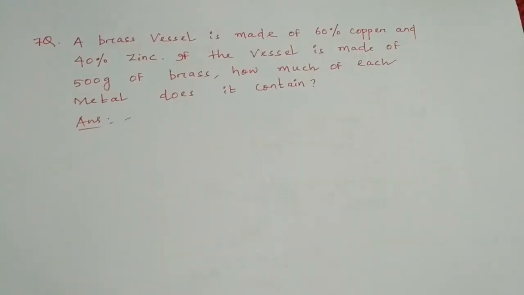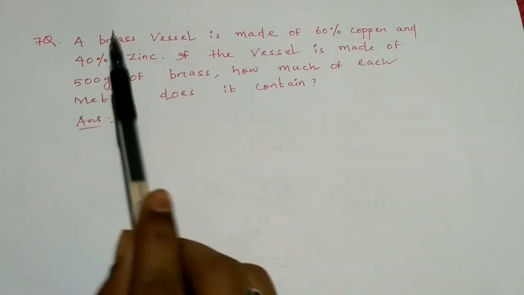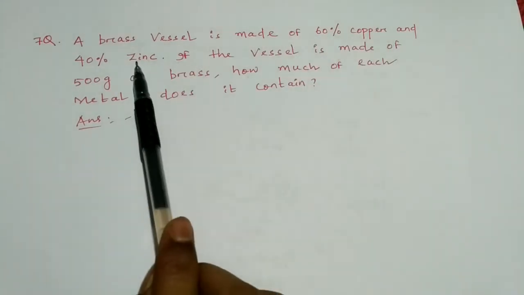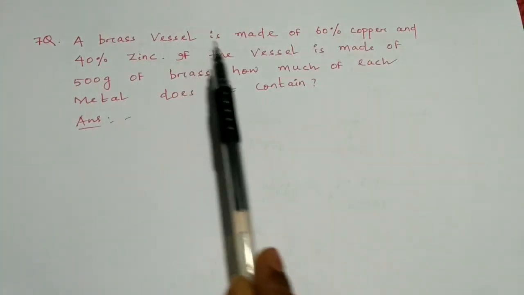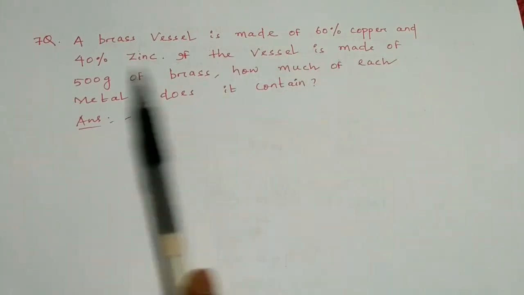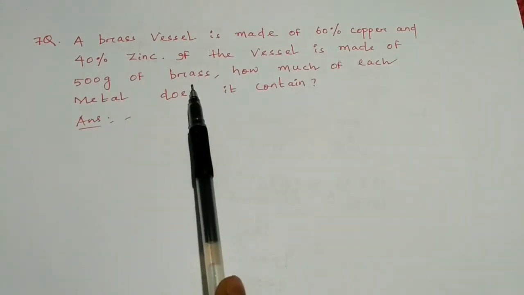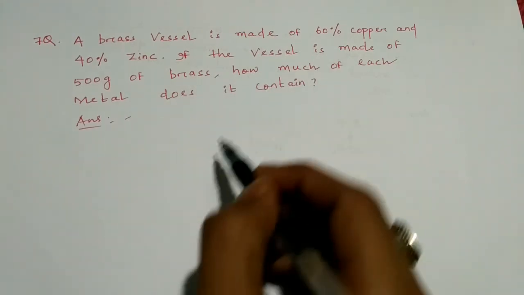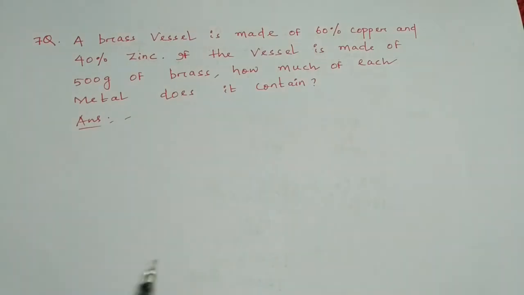So friends, here is your question number 7. Let me read out the question first. A brass vessel is made up of 60% copper and 40% zinc. If the vessel is made up of 500 gram of brass, how much of each metal does it contain? So friends, before answering this type of question, you actually have to read the question very carefully. If you read the question carefully, then you will do the answer easily.